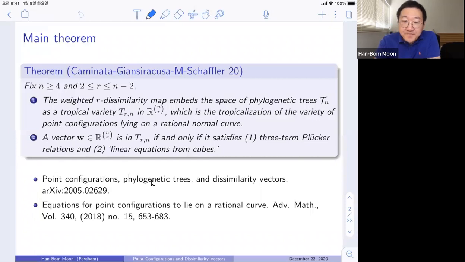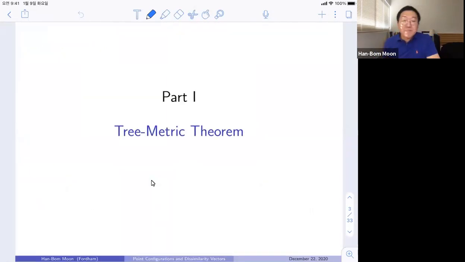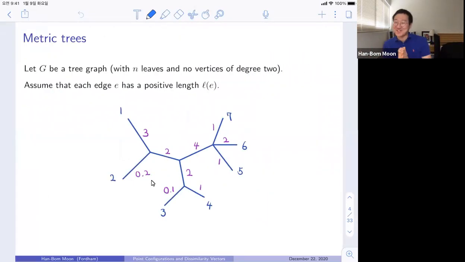Okay, so let me start from some background. I really prefer to start from very old results. So let me start from the tree metric theorem. Okay, so in this talk, what is a metric tree? A metric tree is a tree graph. And I will assume that all tree graphs have n leaves, which are indexed by integers from 1 to n, and there are no vertices of degree 2.